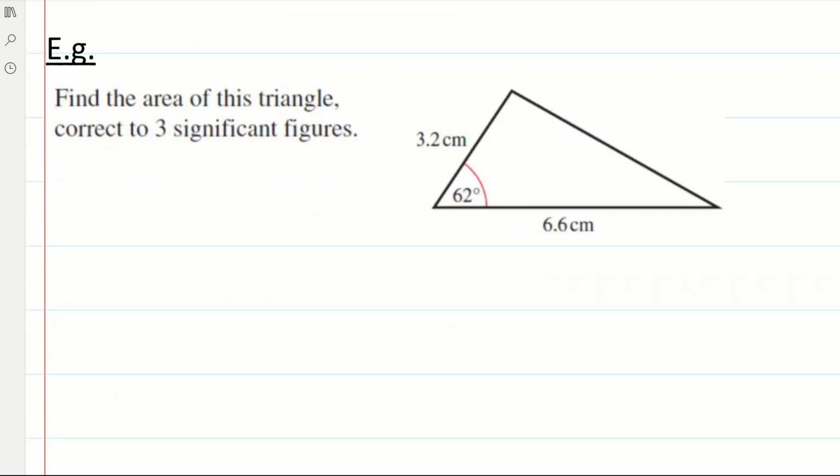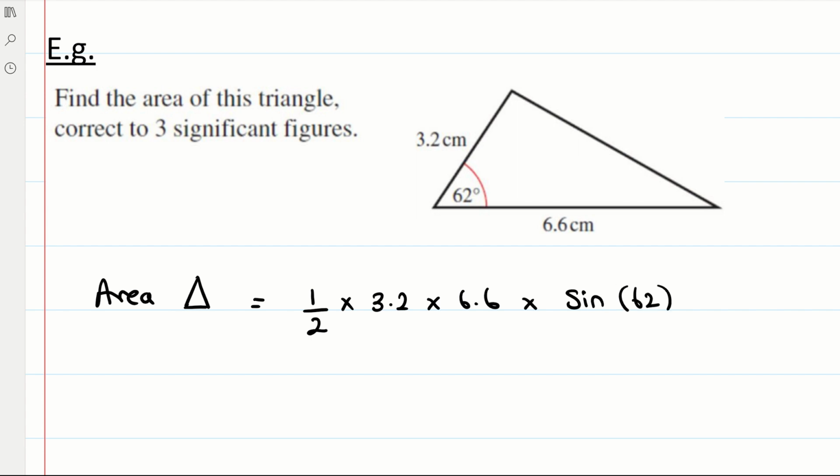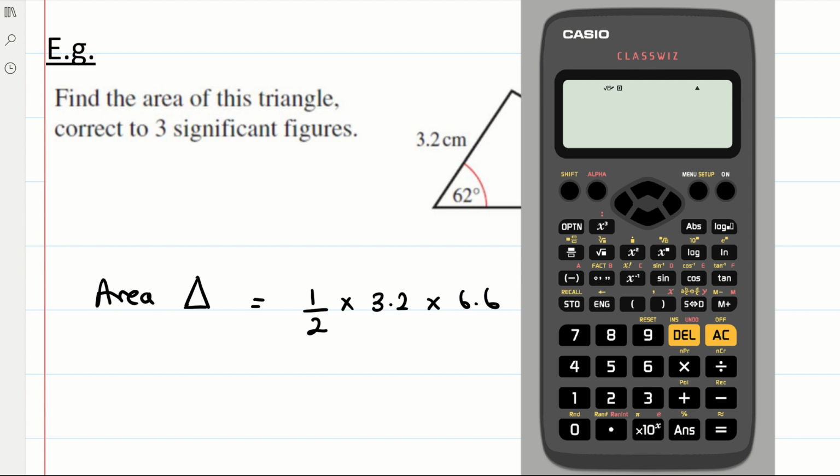So this question is a very straightforward question. Find the area of the triangle. Well, the area of the triangle, and you can just draw a triangle, is half times A times B times sine, not cos, 62. And you'd get the calculator, a half times 3.2 times 6.6 times sine 62, close brackets. And they wanted three significant figures.